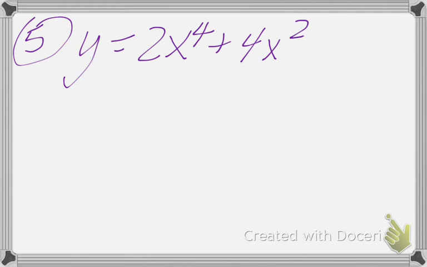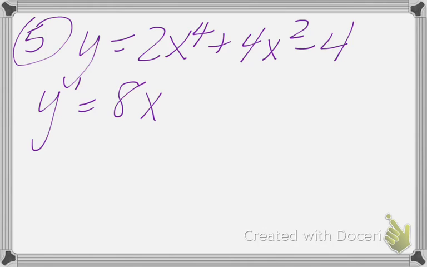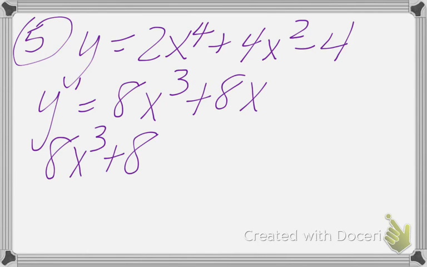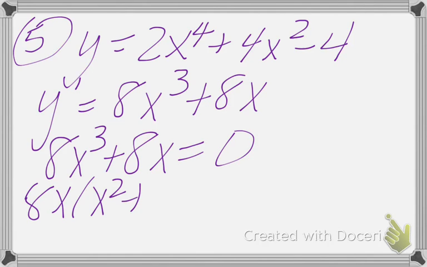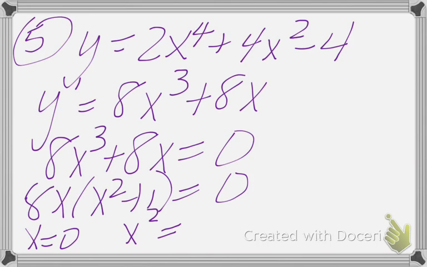Number 5. Here's the original. And this is about decreasing, so we need the first derivative. Set it equal to 0. Factor out an 8x. So we're going to get x equals 0. Okay, and then we're going to get an x squared equals negative 1. That's impossible, so don't worry about that.